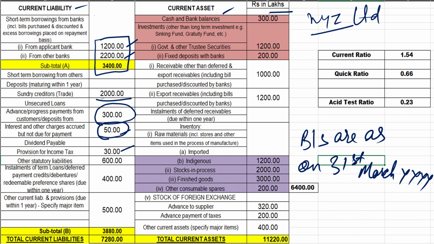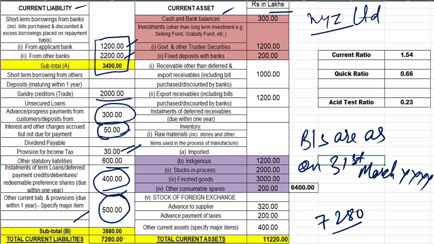Provision of income tax. For income tax, we get time. Companies get till September, October, November of the subsequent year to pay the income tax. So the company does the provisioning. Statutory liabilities, whatever the company has to pay, come under current liability. Installment of long term loan and whatever other miscellaneous current liabilities are there are put in other current liabilities. So this company has a total of 7280 lakhs, or 72 crore 80 lakhs, current liability.